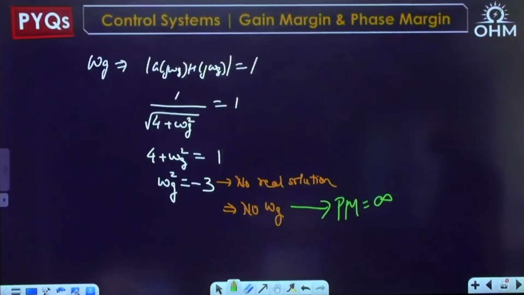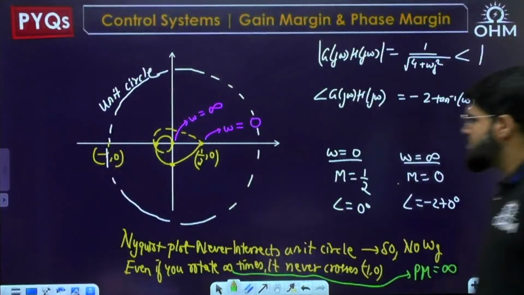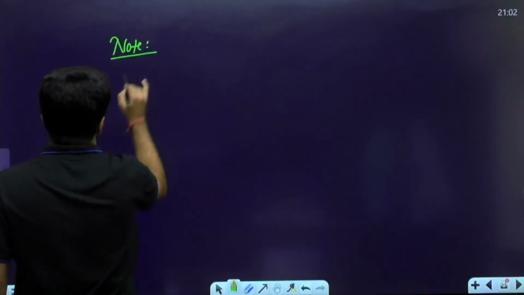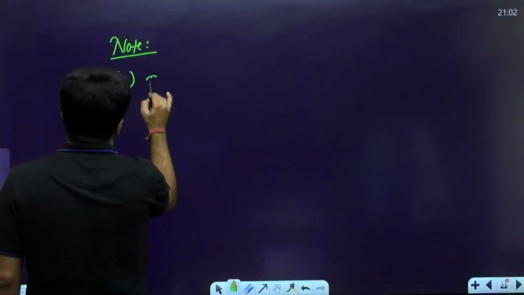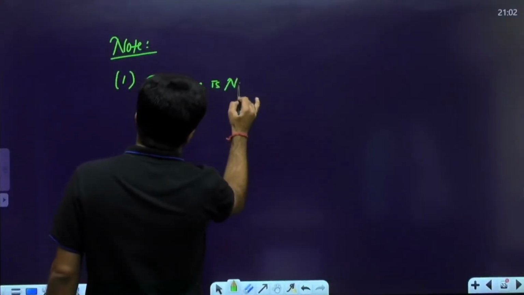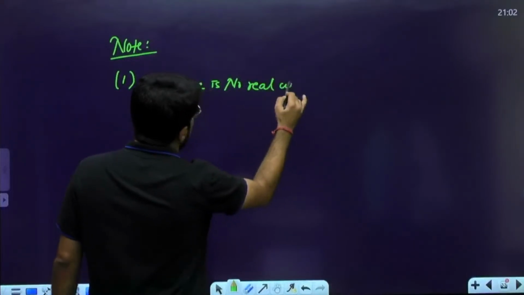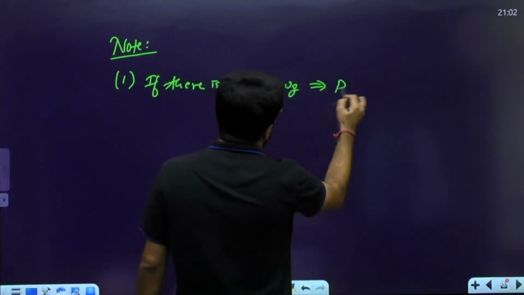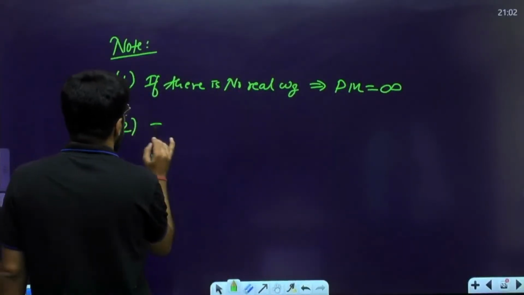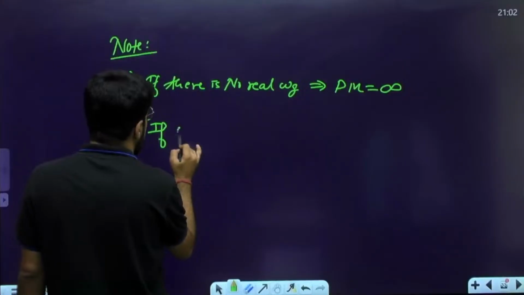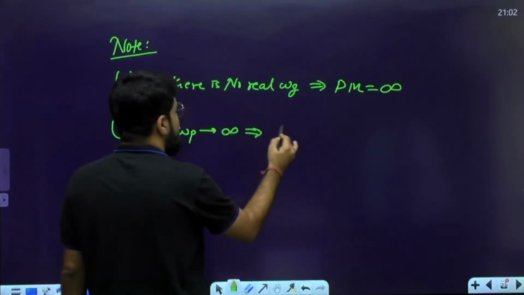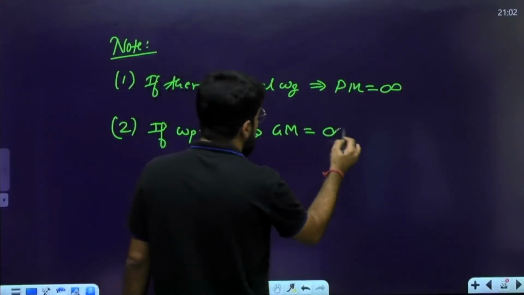Let me place down some important points here, like the example I've explained. Number one, if there is no real omega g, then the conclusion is that the phase margin will be infinity. Next, you should remember some more conclusions. If omega p, the phase crossover frequency, tends to infinity, then the gain margin will also be infinity.